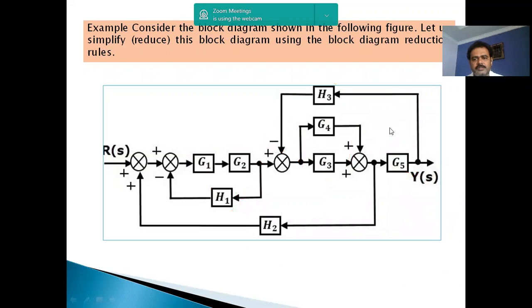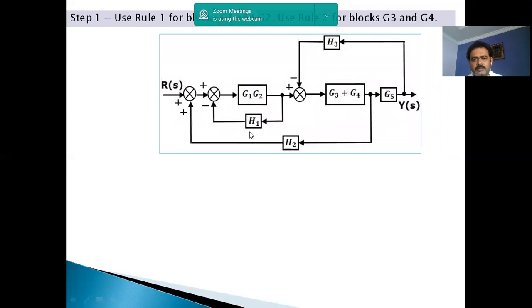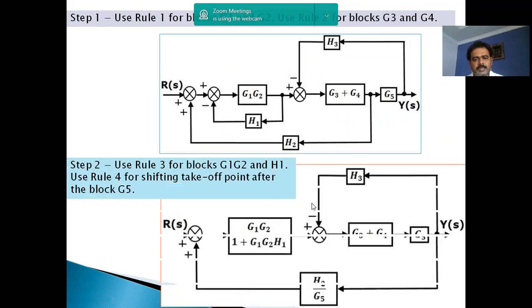See here, the first step: cascading these two and adding, eliminating parallel paths. Next, moving a takeoff point after this block, 1 by G5 is added at the takeoff point. Again, these two are cascaded, eliminating this H1, so G by 1 plus GH1.